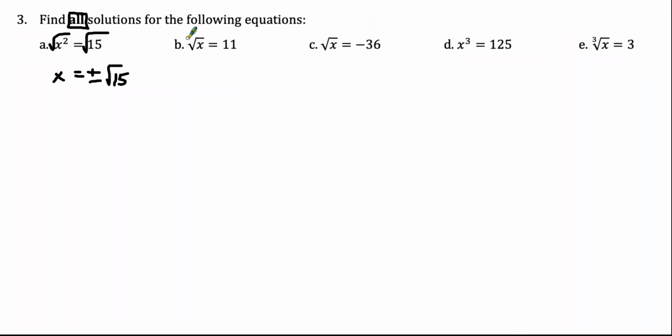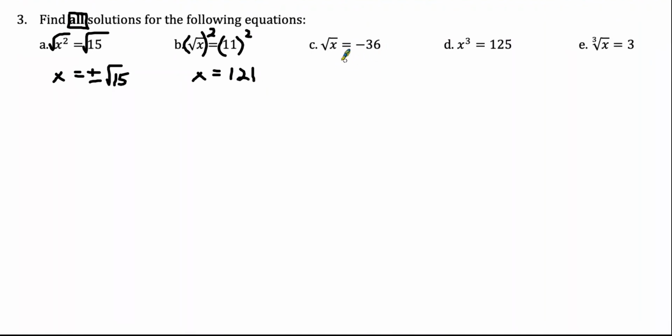This time I need to undo a square root. So to do that, I will square both sides of my equation. Again, the square and the square root cancel out over here, and then 11 to the second power is 121. And we do not include a plus or minus here. If I am squaring a value, that is only going to be a positive value.